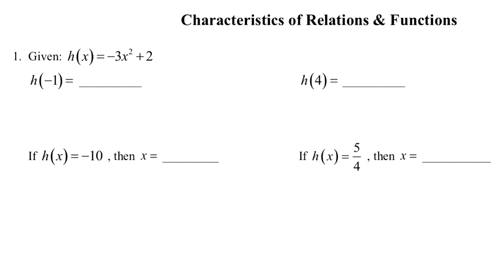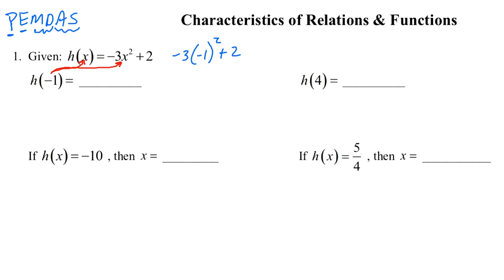H of -1, once again, the -1 represents your x value, so everywhere you see x, you will replace it with -1. This is going to give you -3 times -1 squared plus 2. Now, you do need to remember PEMDAS, your order of operations, which means you do what's inside parentheses first, followed by exponents, multiplication and division from left to right, and then addition and subtraction is last from left to right.